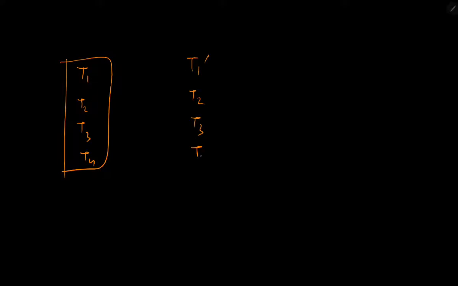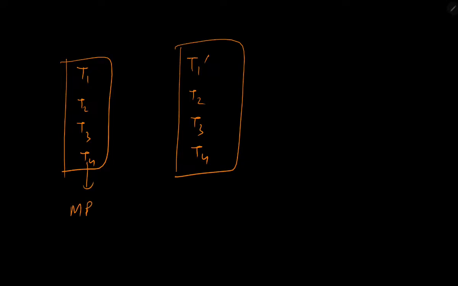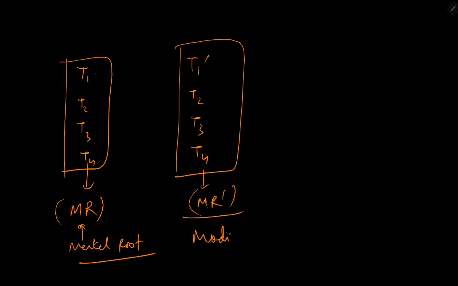I'm considering we have T1, T2, T3 and T4, these four transactions, right? And we have T1 dash, T2, T3 and T4, right? So corresponding to these transactions, we have the Merkle root, let's say MR, which is the acronym of Merkle root, which is not modified, like T1 is not modified. Here T1 is modified. I am saying it as Merkle root MR dash, the modified or tampered Merkle root, right?